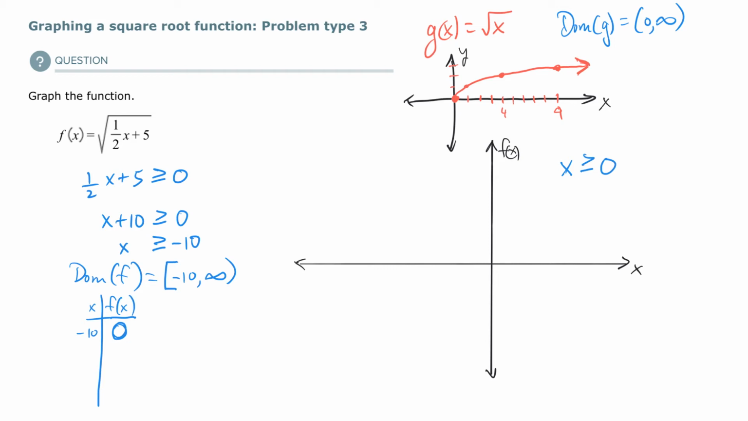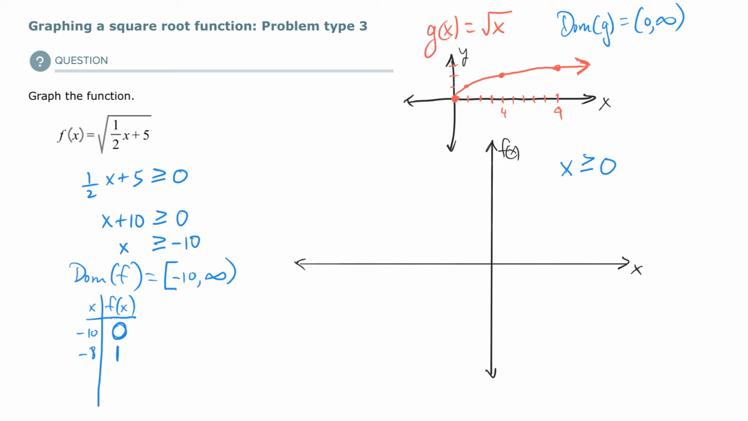What happens when you pick negative 8? Pick x to be negative 8. Nice and convenient. If you pick x to be negative 8, we get negative 4 plus 5, which is 1. And what's the square root of 1? The square root of 1 is 1. Whoa!